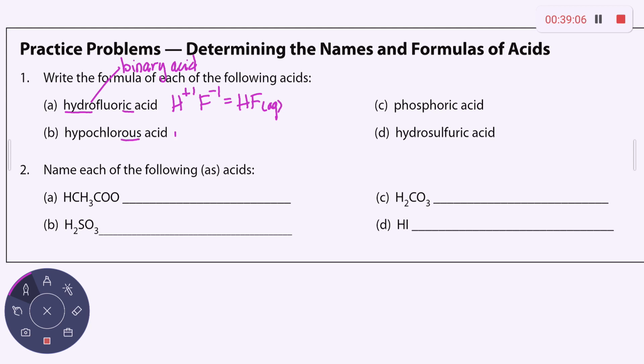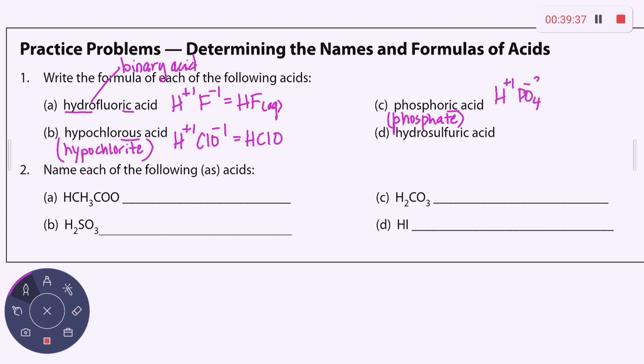I have B, hypochlorous acid. Okay, so that means I have hydrogen. Hypochlorous means you have the hypochlorite ion. Hypochlorite is ClO negative 1. So HClO would be the chemical formula. Okay. For C, I have phosphoric acid. So that means I have phosphate attached to hydrogen. So hydrogen with phosphate would be H3PO4.